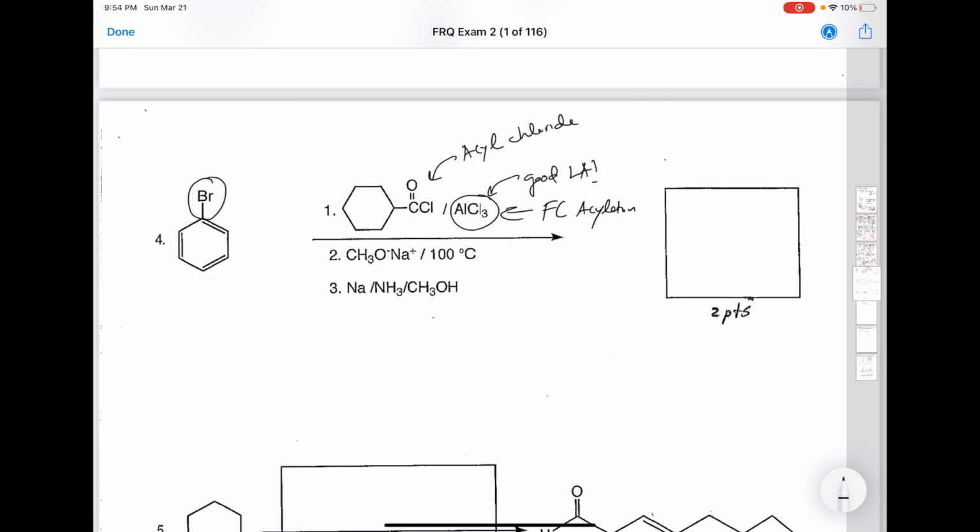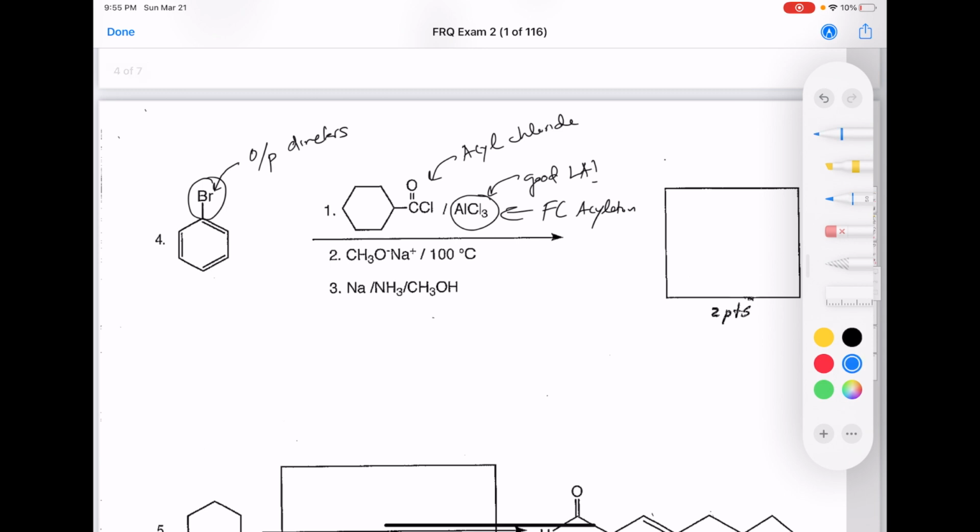Since this reaction will be influenced by the bromine group, we need to know whether it is an ortho-para director or a meta-director. It turns out that halogens are ortho-para directors. So since it's an ortho-para director, you have two options: the ortho positions and the para position.